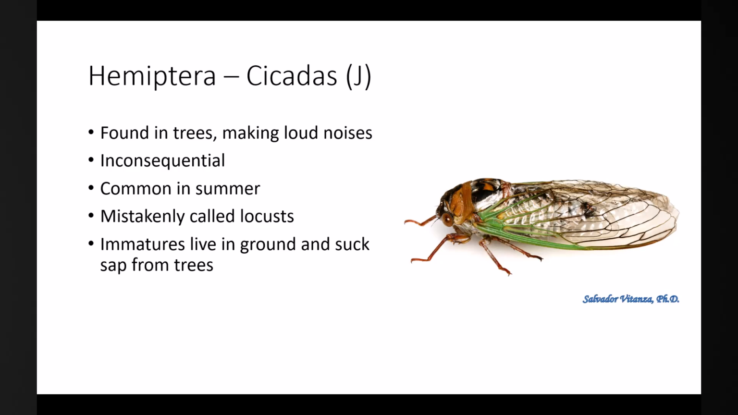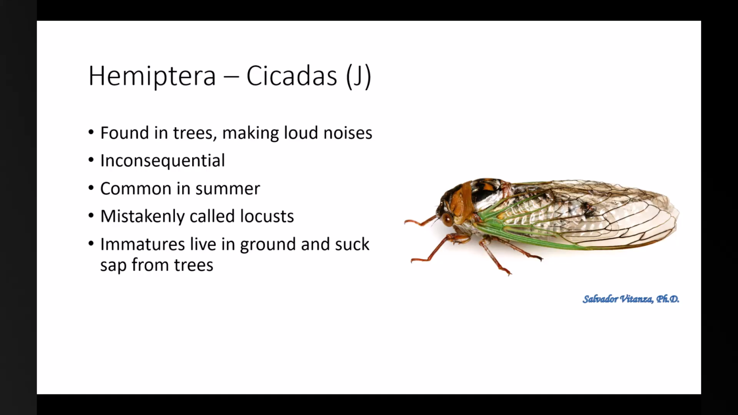They're considered inconsequential. The life cycle is that they lay their eggs on and near tree trunks. Those eggs hatch and their nymphs will crawl into the ground and they'll suck on the juices and sap from those trees under the ground. And they live there for a whole year and then they emerge again in the summertime, early summer, to make that noise and start that cycle all over.